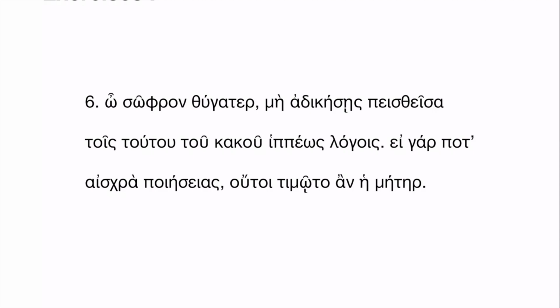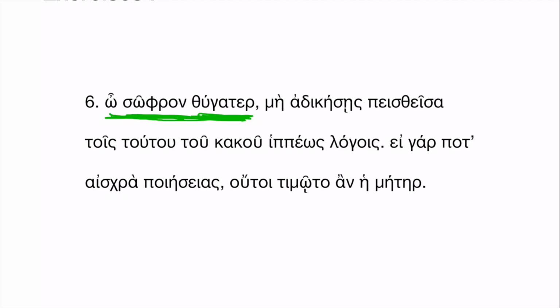So let's start taking this apart. So this is the vocative of thugater. Okay. You can see it's just the stem. And this is the vocative of sophron. So, oh, prudent daughter. Now let's look at the clause here.